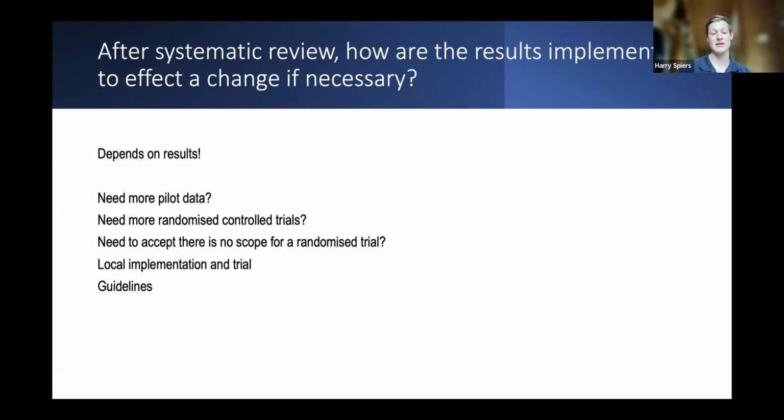And the other way to do it is there will be guidelines. So sometimes you'll do a systematic review and you'll find that people include it in guidelines and use it to make a convincing argument for treatment A over treatment B, and then everyone will start following those guidelines.